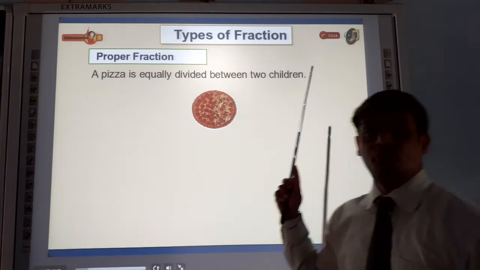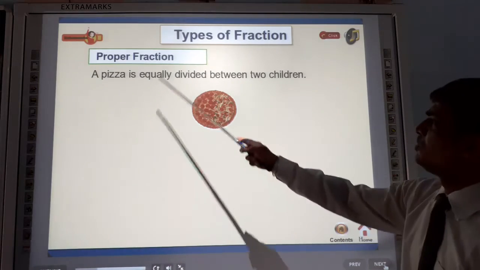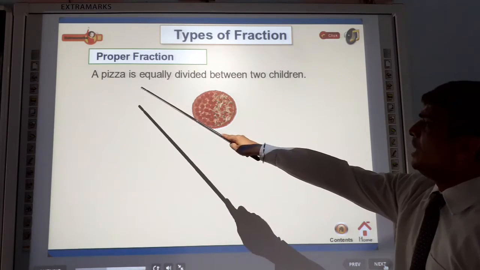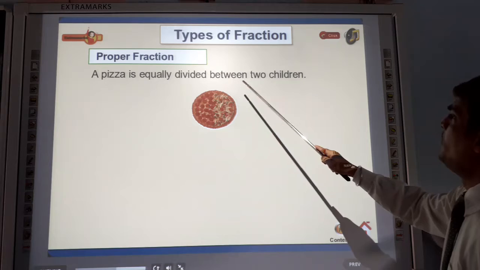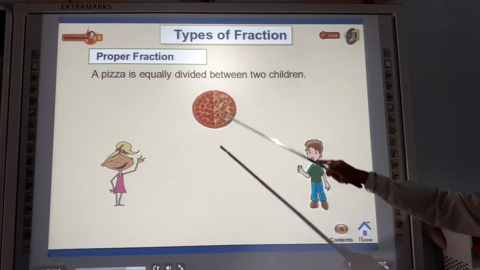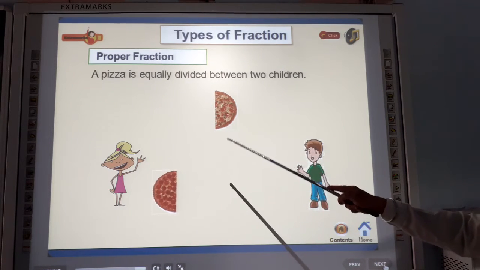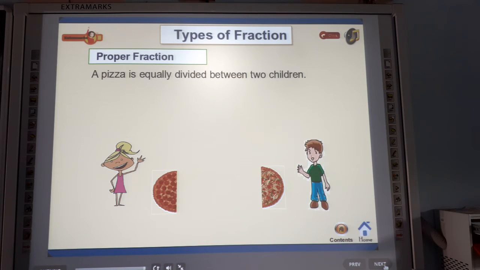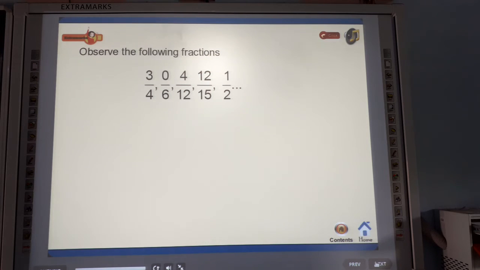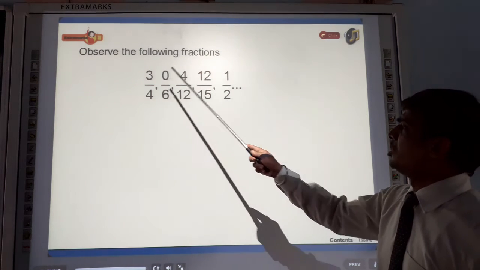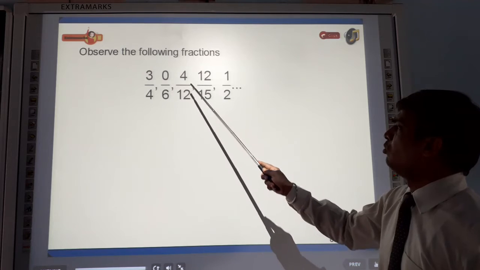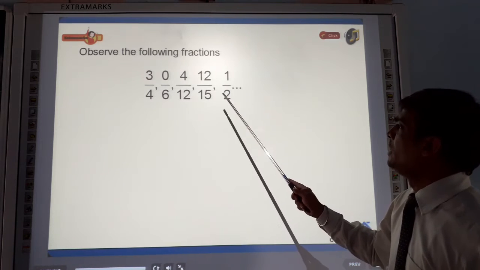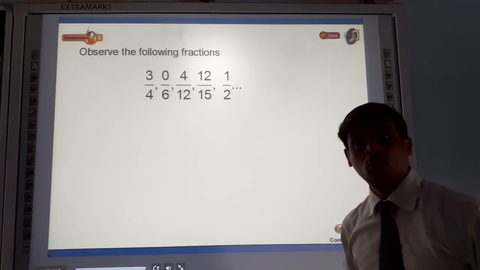Types of fraction. First is proper fraction. A pizza is equally divided between 2 children, equal 2 parts. Now observe the following fractions: 3 by 4, 0 upon 6, 4 upon 12, 12 upon 15 and 1 by 2 and so on.